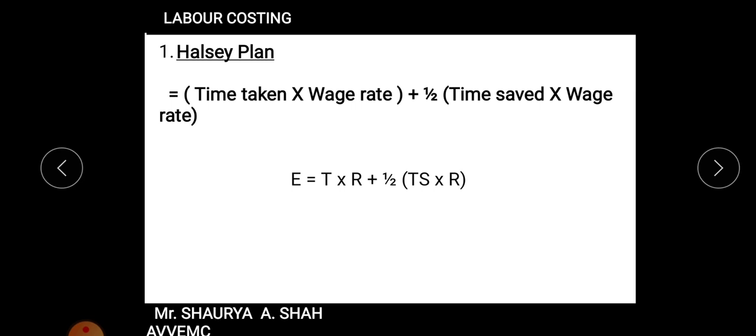Mind well, students, the chapter is very easy. You just need to prepare a list of formulas. You need to understand and learn it conceptually and the sums will be done. Fine. So this is your Halsey plan. As I told you, Halsey was an American engineer working in the industry. So he developed this plan.